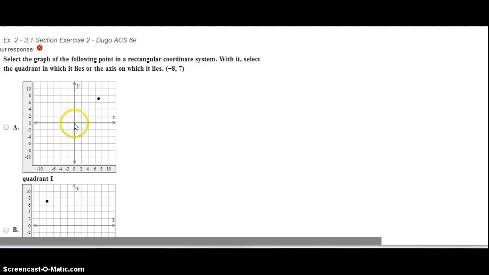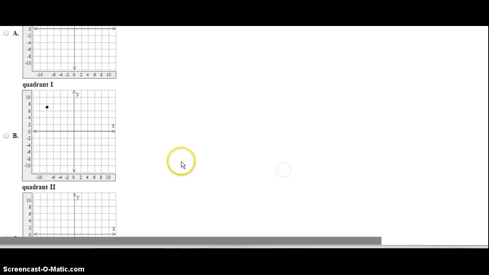So if we start in the middle here, which would be (0, 0), and we're trying to find this point, the X is -8, so we're going -2, -4, -6, -8. There's -8. And then the Y is 7, so we'd go up 2, 4, 6, 7. It should be right here. -8 in the X and up 7, so it looks like that would be choice B here.